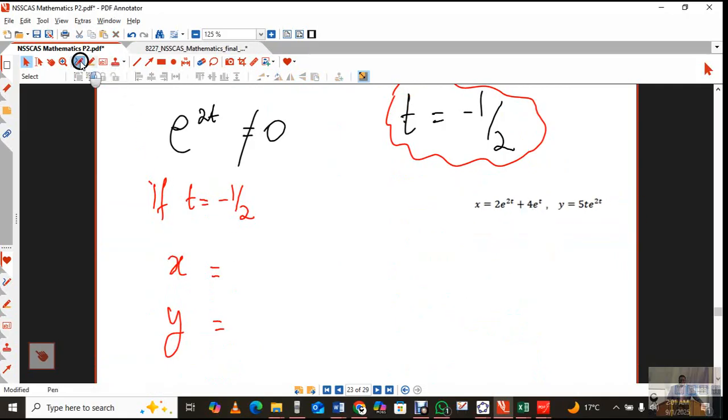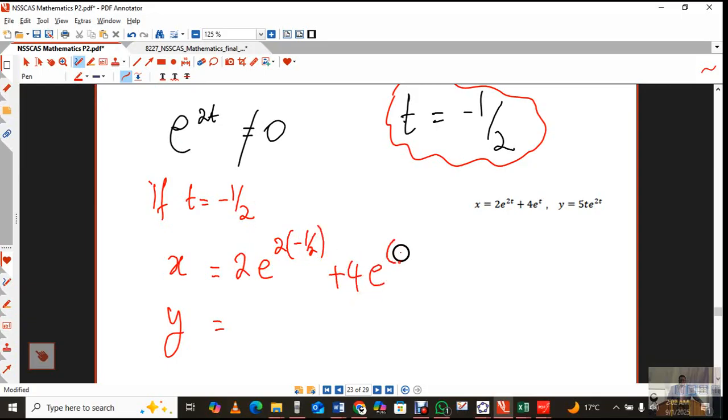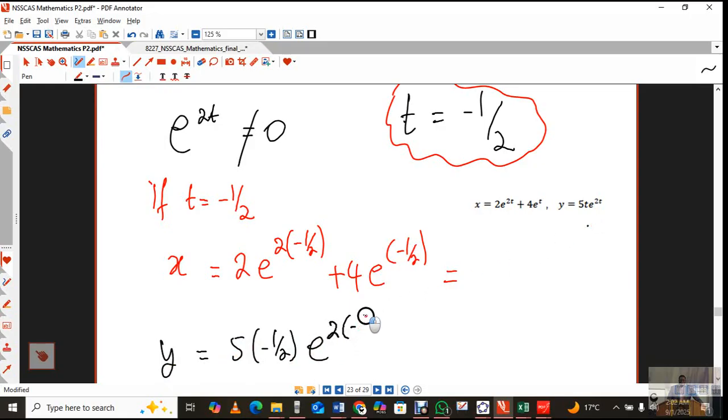So x would be 2e to the 2 times negative a half, plus 4e to negative a half, and we'll see what we get. And y, subsequently, y will be 5 times negative a half, okay, that's this one over here, e to negative a half, and we'll see what we get.